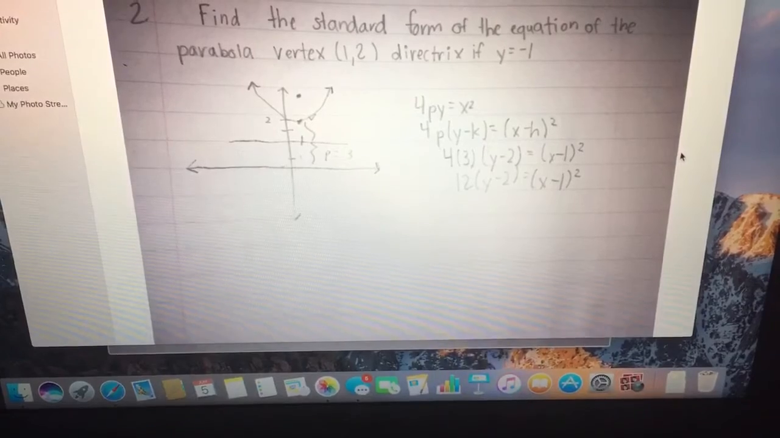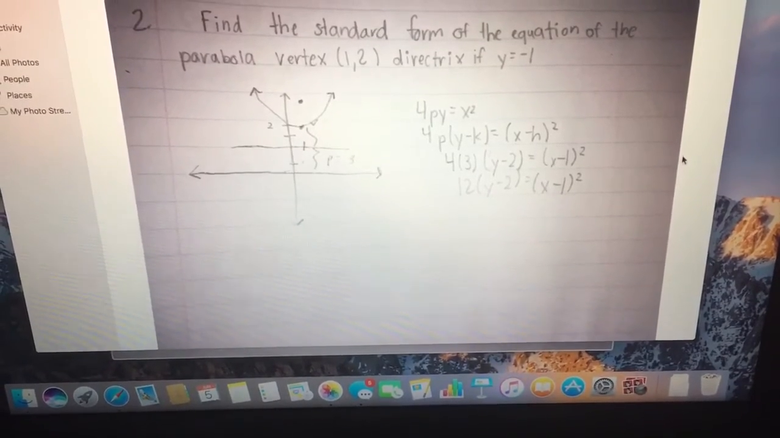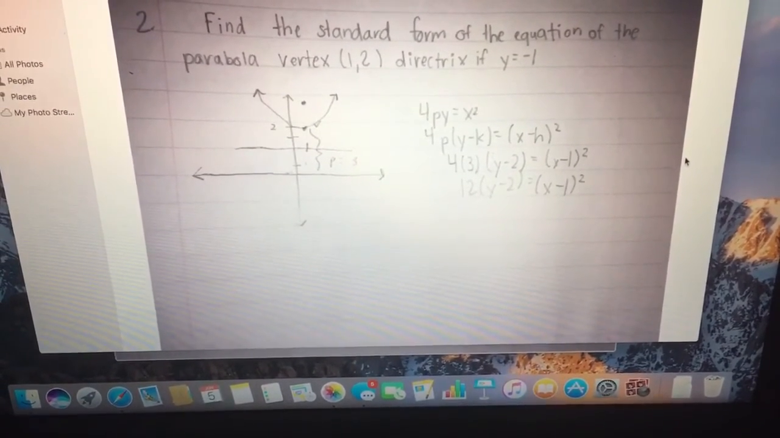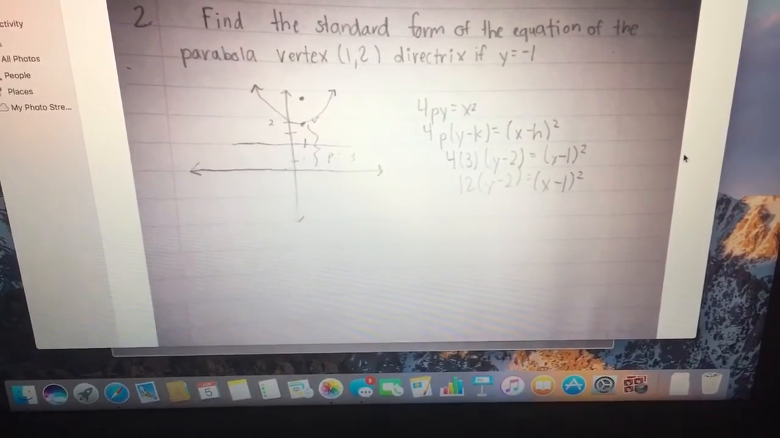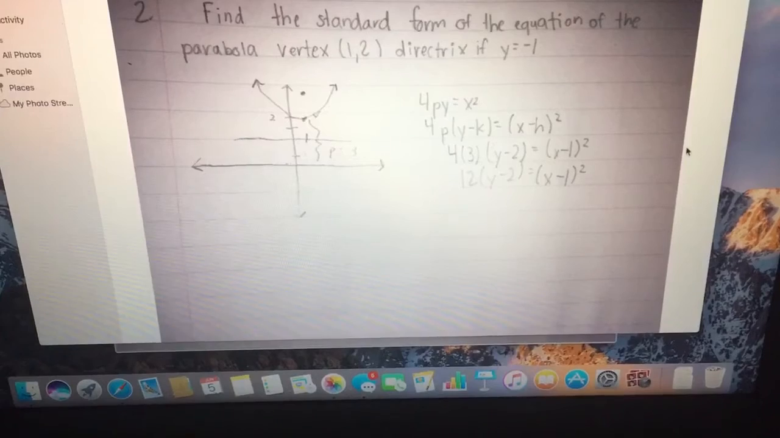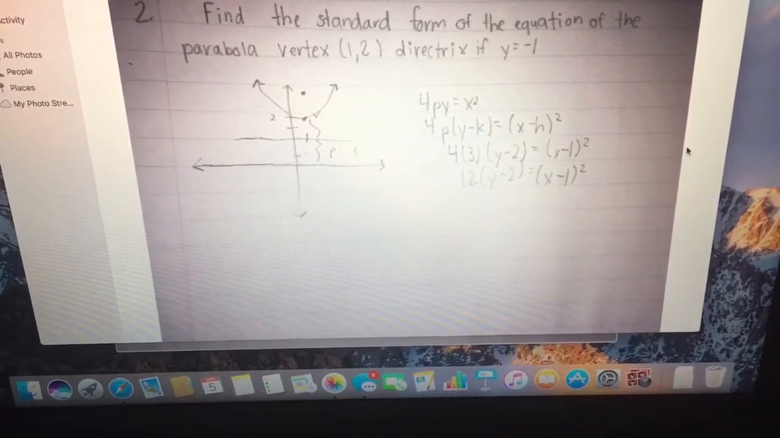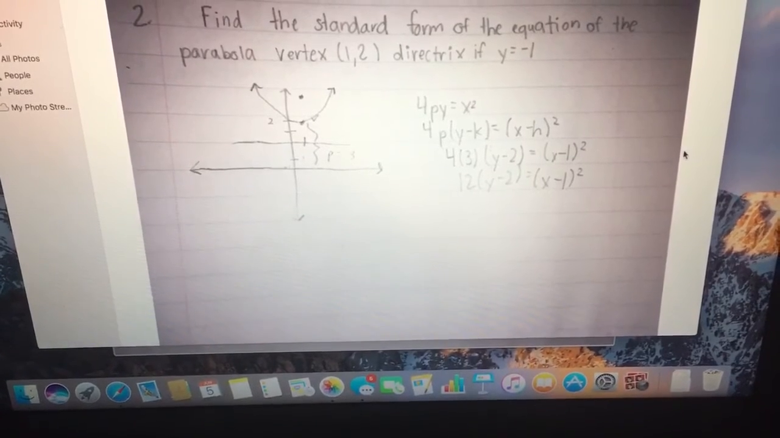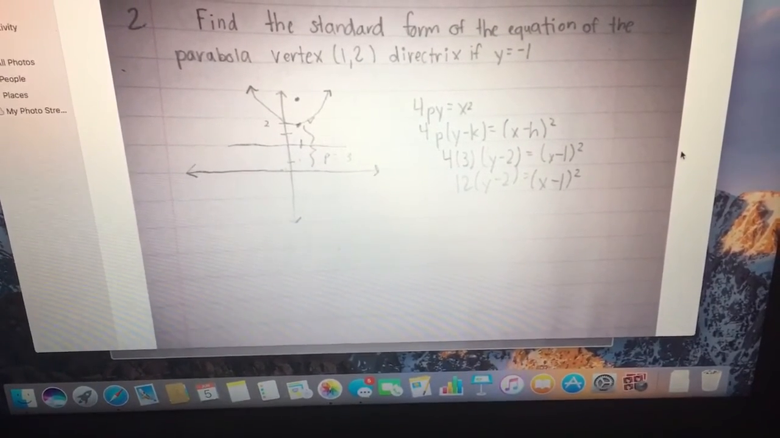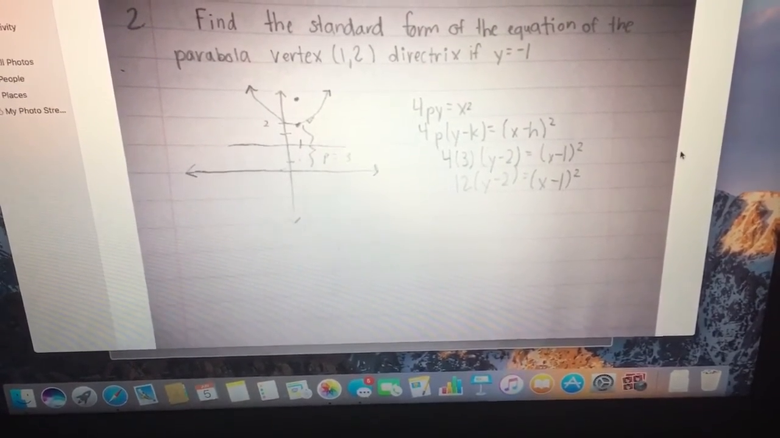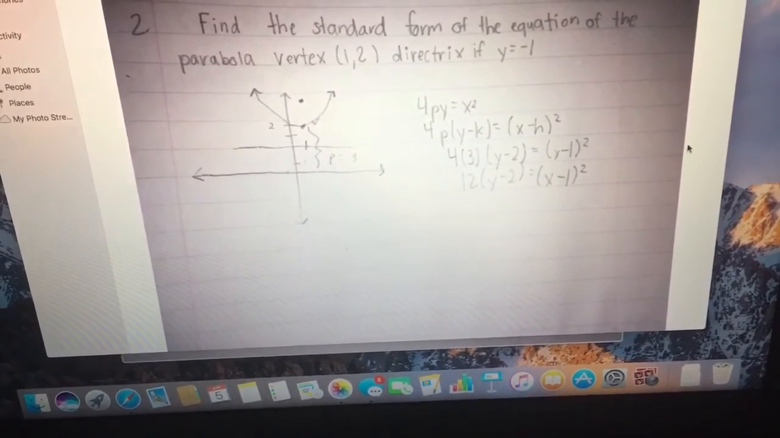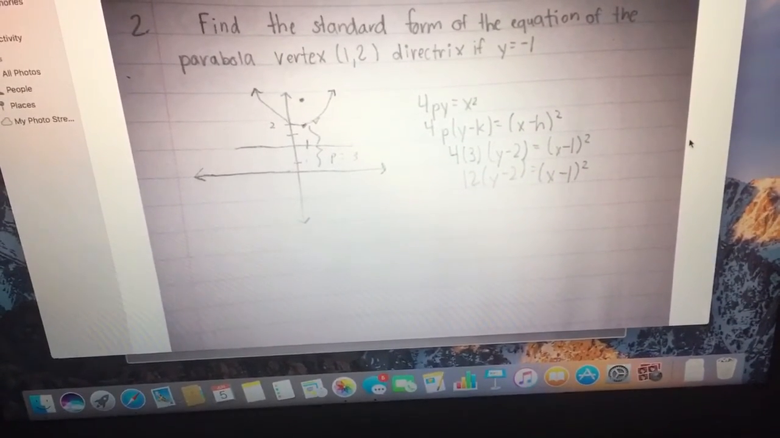So remember, the distance from the vertex to the directrix is p. So this distance is p. So I have 1, 2, 3. So p is going to equal 3. So my parabola goes up because the directrix is always going to be outside the curve, and the focus is always inside the curve. Then that's going to be the shape of my parabola.